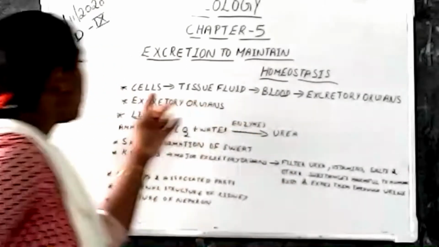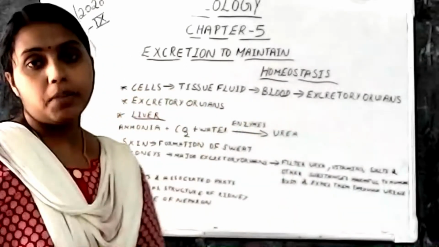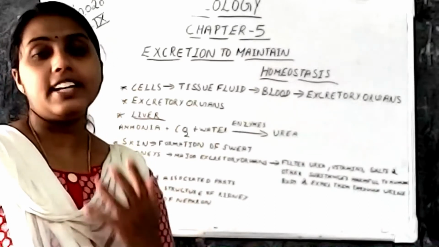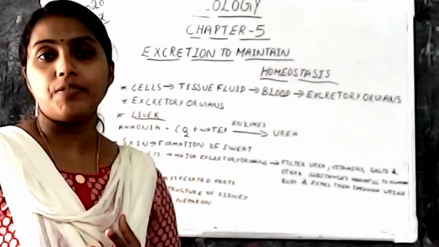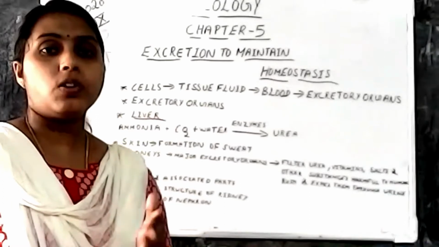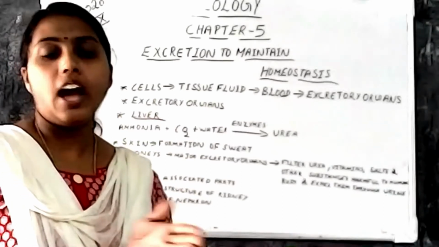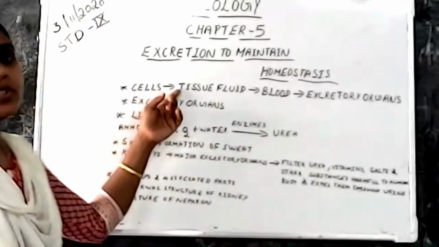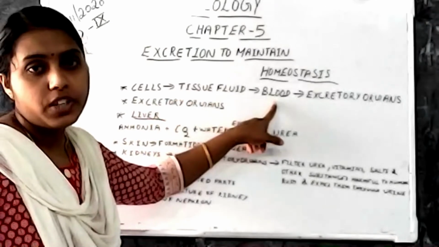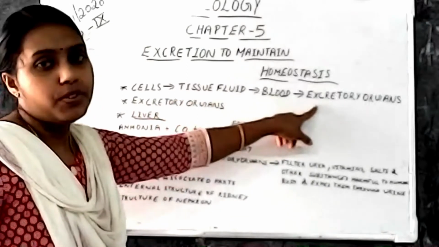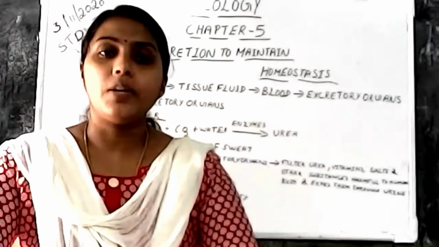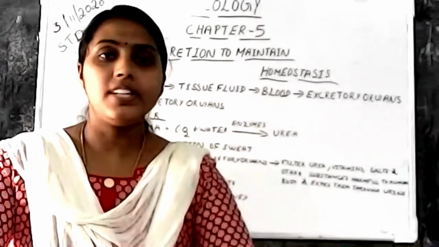Now, the tissue cells. Inside the cells, metabolism is taking place. We all know that. After the metabolism, along with the energy that will be used by the cells for growth and performing different functions, waste is also formed. This waste will diffuse into the tissue fluid. And from the tissue fluid, this waste will diffuse into the blood. And from the blood, it will be taken to the excretory organs. And through the excretory organs, it will be removed from our body. Is it clear for you?